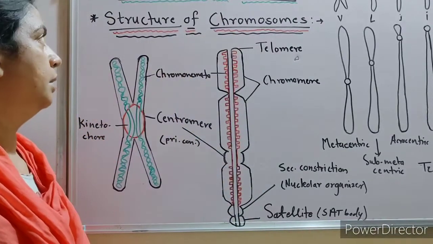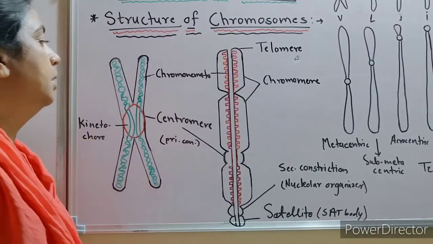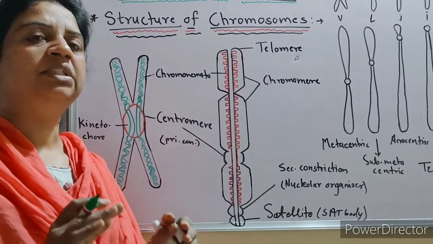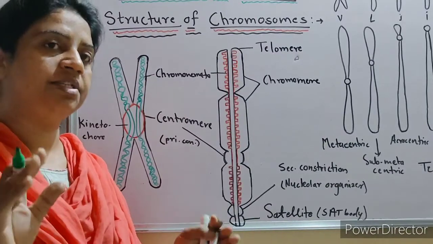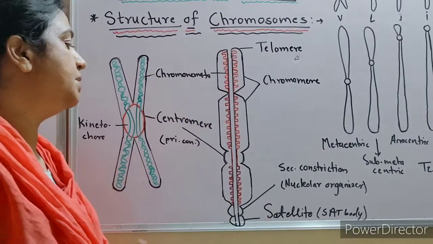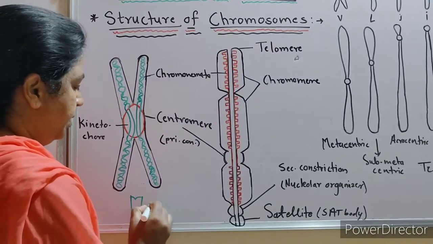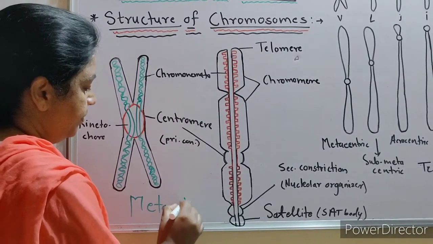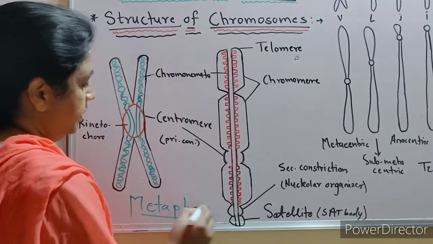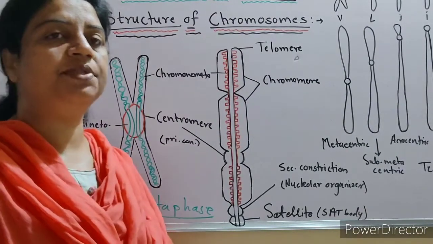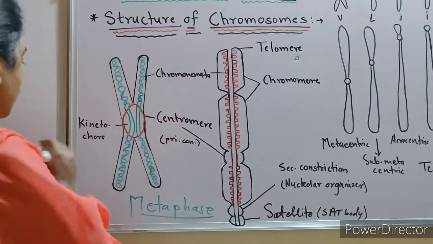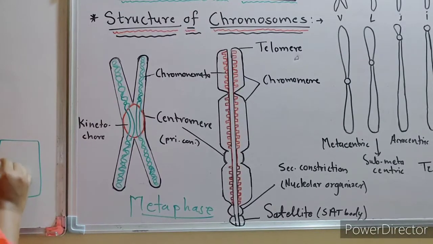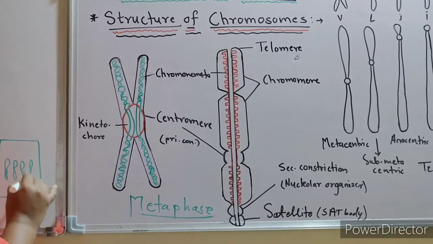Here we will see the structure of chromosome. The structure of chromosome is seen very visible and very detailed, very distinct, in the phase of metaphase. Metaphase is the stage of cell division in which chromosomes are arranged at the equatorial plate. Here chromosomes are arranged at the equatorial plate, called metaphase.